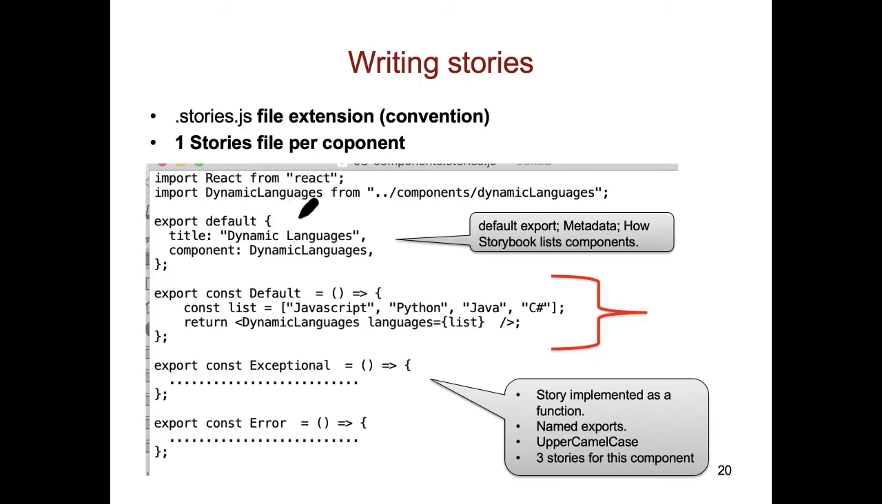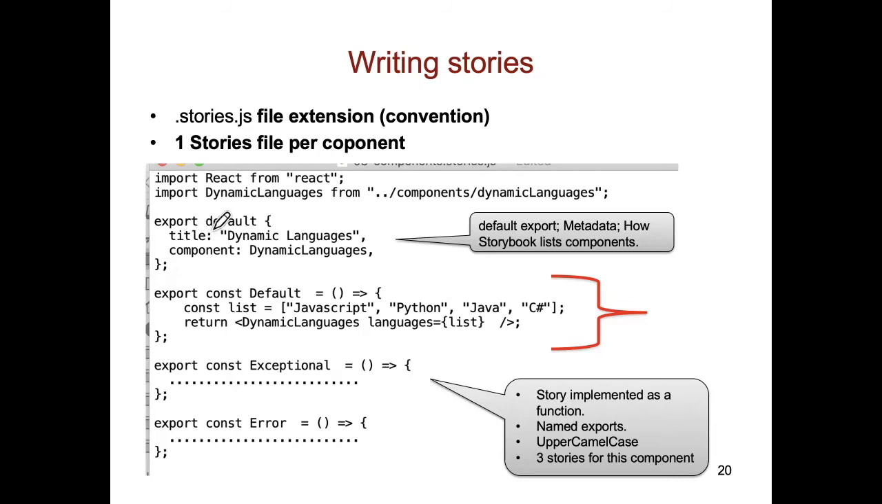Now, from a coding point of view, you first of all have to have a default export, and to the export you assign an ordinary little JavaScript object. Essentially this object contains metadata about the particular component that these stories relate to. For now, the metadata is only comprised of two parts. What title do you want to give to the story, and what component is this stories file all about?